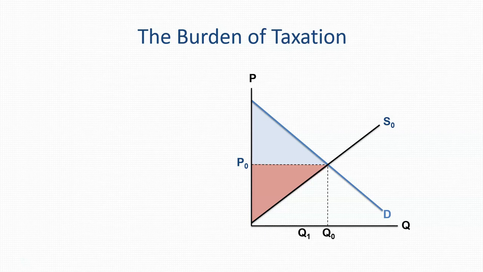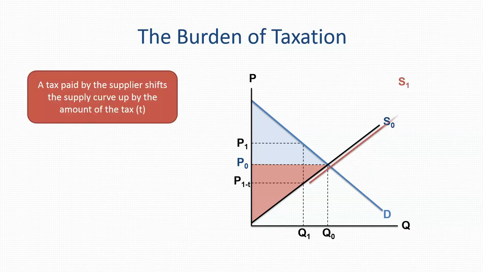The effect on the market is going to be a decrease in supply, which will be a leftward shift in the supply curve. But for our purposes here, we can actually think of that also as an upward movement of the supply curve by exactly the amount of the tax, so that the new supply curve is going to be vertically above the original supply curve by the amount of the tax, lowercase t there.